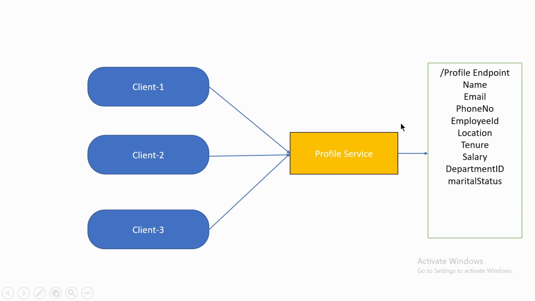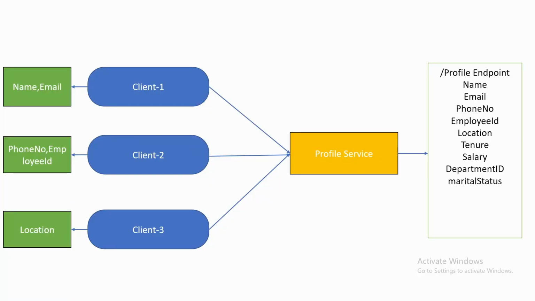What if our requirement is something like this, where each client needs a specific set of data? Like client 1 needs name and email, client 2 needs phone number and employee ID, and client 3 needs only the location. That's when GraphQL comes in handy.